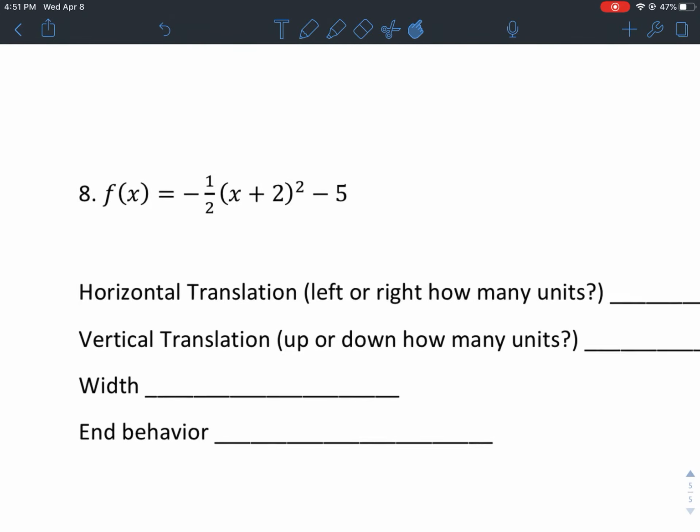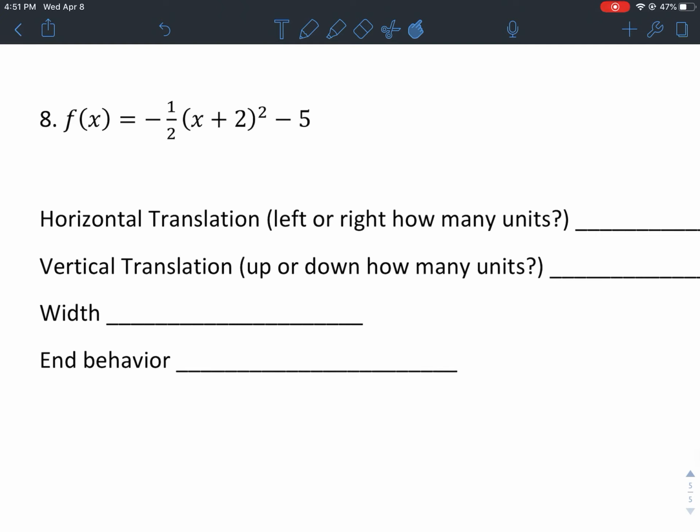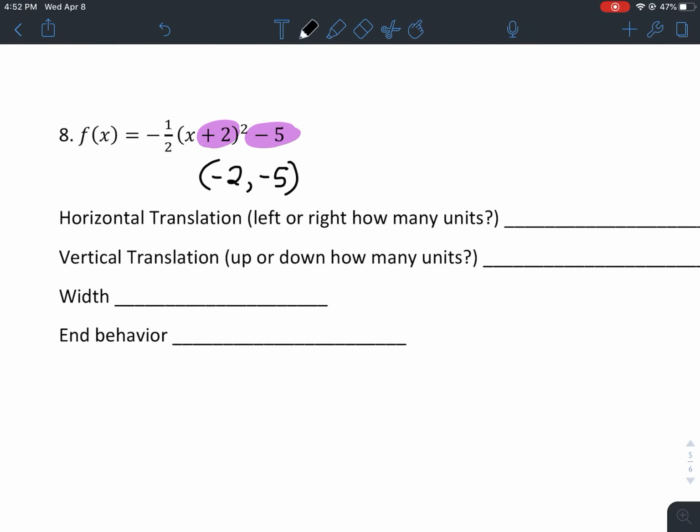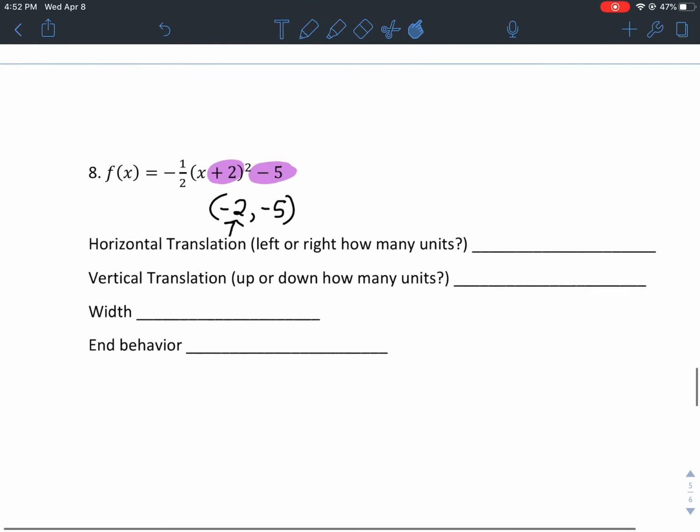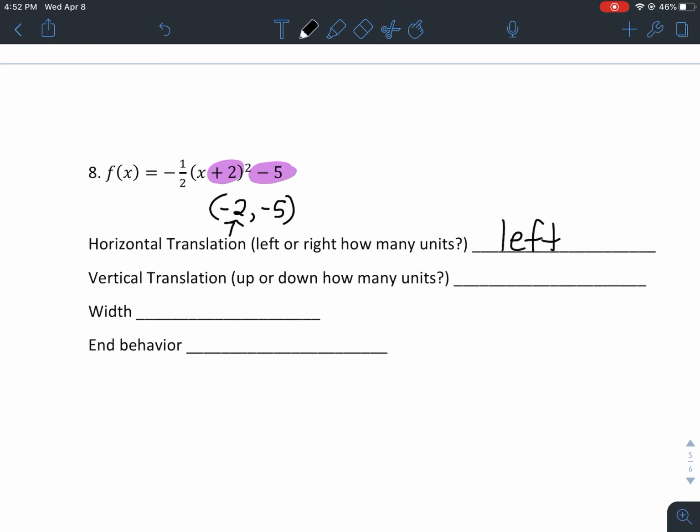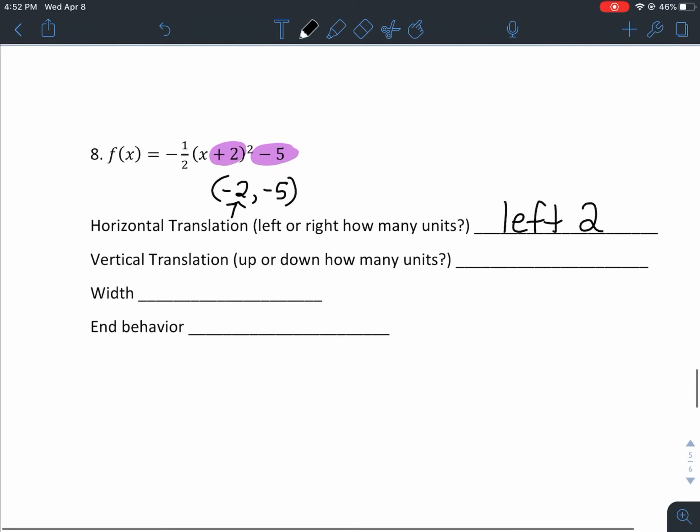Okay, so last page here. So we're looking at number 8. It's asking for the horizontal translation. Left or right, how many units? Well, we're definitely going to have to look at our vertex here, our hk. So since we have plus 2 inside the parentheses, we know that our h value is negative 2. Since we have negative 5 outside the parentheses, our k value would be the same thing, negative 5. And this tells us our translation here. Negative 2 is our horizontal translation. We would go left 2 since it's negative. And our vertical translation would go with the y coordinate here. So we would go down 5 units.